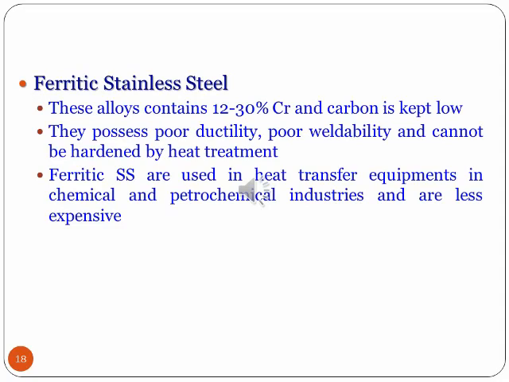So next is ferritic stainless steel. These are alloys that contain 12 to 30% of chromium, and carbon is kept in low concentrations. They possess poor ductility, poor weldability and they cannot be hardened by heat treatment. Ferritic stainless steels are used in heat transfer equipment in chemical and petrochemical industries and are very less expensive as compared to the other two versions of stainless steel.